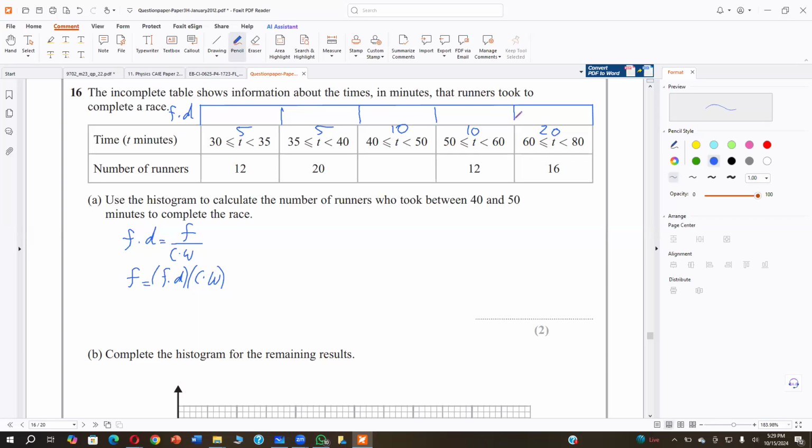For the first one, for frequency density, frequency upon class width, 12 upon 5, 2.4. Very good. And the next one is 4. Very good. Third is missing. Leave it. 12 upon 10, 1.2. And then 16 upon 20, 0.8.